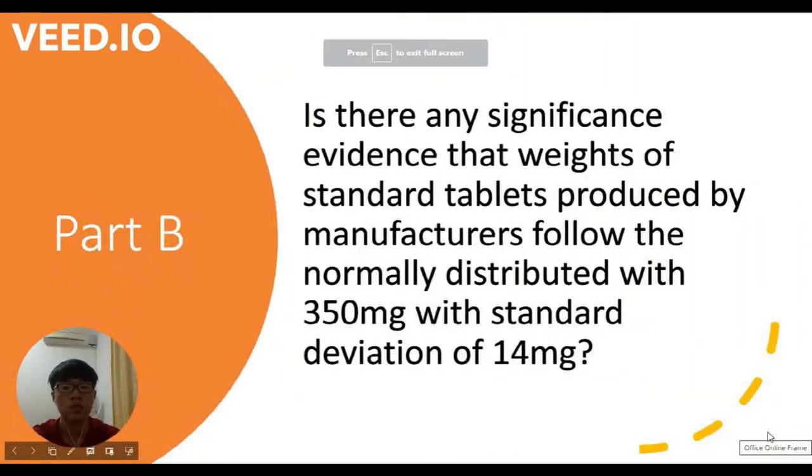Hello, I'm Gong Zhi. Now I will present part B. For part B, we need to find out whether there is any significant evidence that the weight of the standard tablet produced by the manufacturer follows the normal distribution with a mean of 350 mg and a standard deviation of 40 mg.